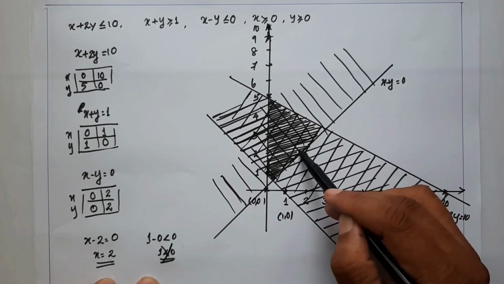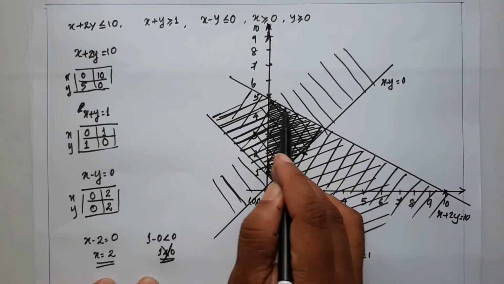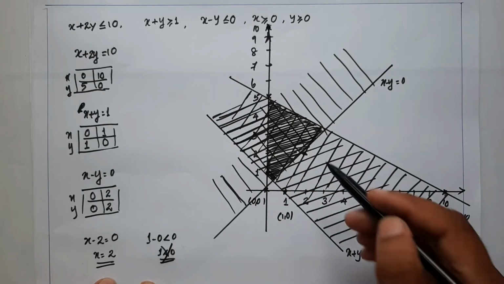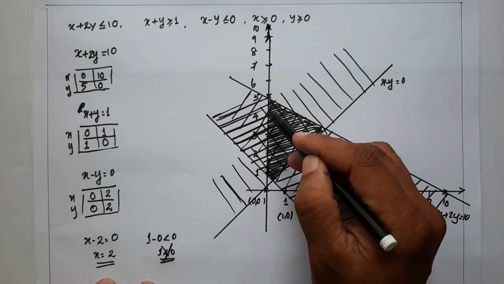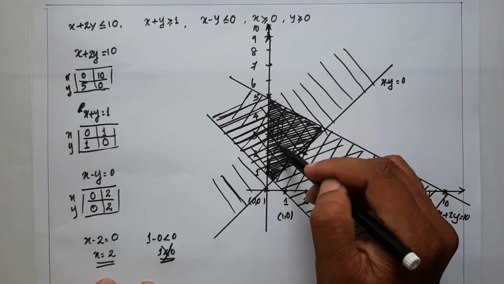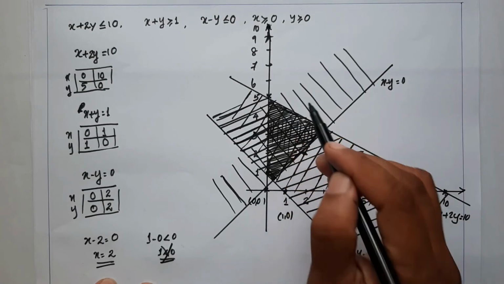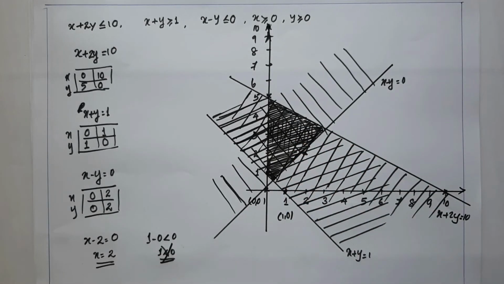Actually, it's a quadrilateral form. It's the common solution part. Okay, this is the common solution of these five inequalities: x plus 2y less than or equal to 10, x plus y greater than or equal to 1, x minus y less than or equal to 0, x greater than or equal to 0, and y greater than or equal to 0. Okay, this is how to form this type of questions.